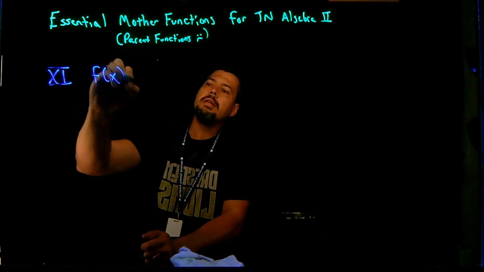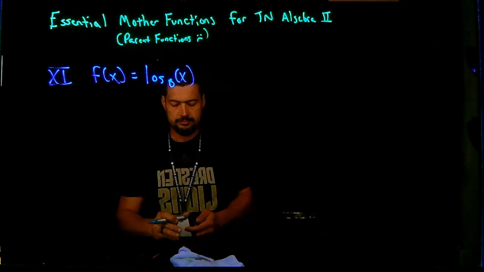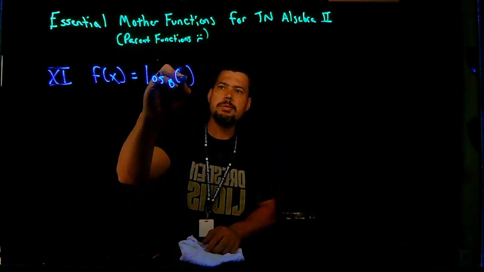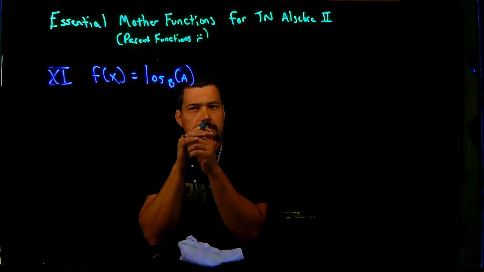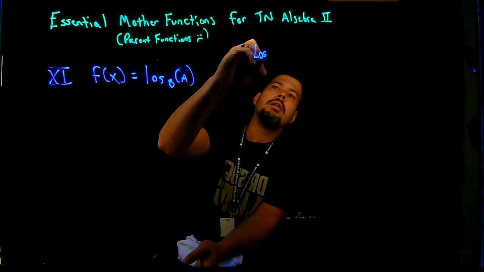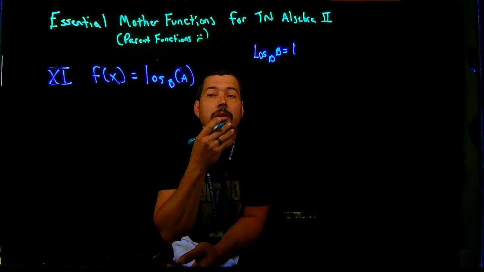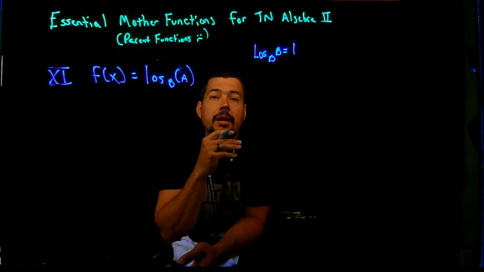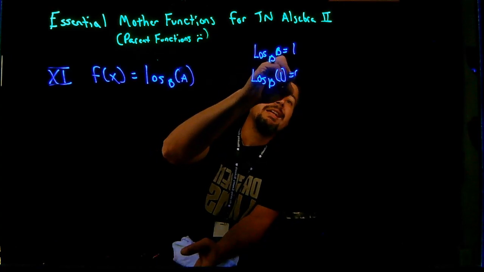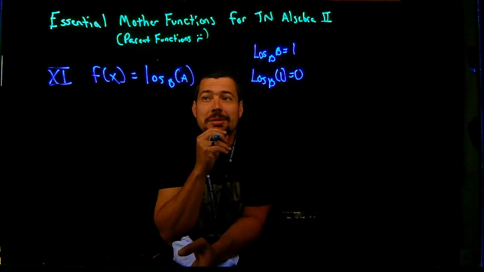Let's see, that was the exponential, this is the logarithm. f(x) equals log base b of x. And let's make that an a: log base b of a. Now, some things about logarithms that help some of this make sense. A log base b of b is 1. Okay? A log base b of b is 1. And a log base b of 1 is 0. So that's kind of how these things work to some degree.